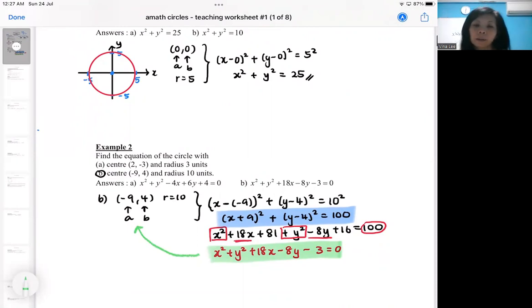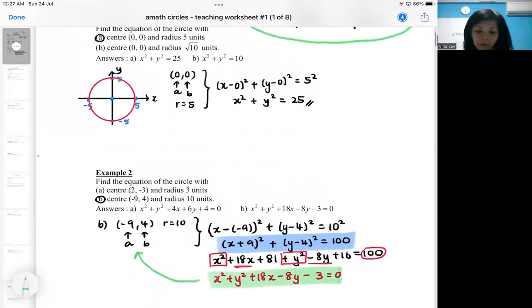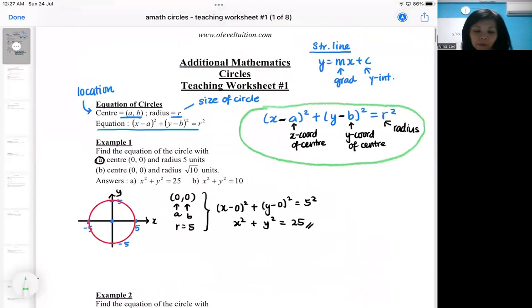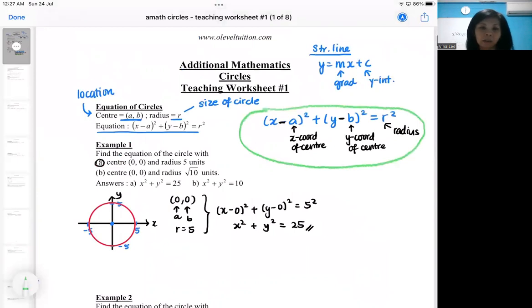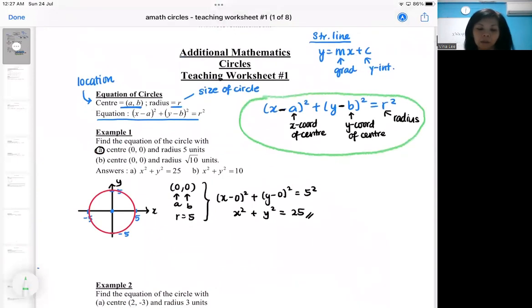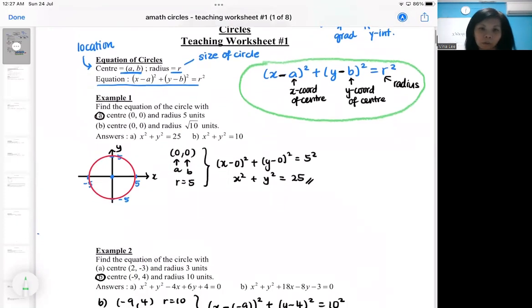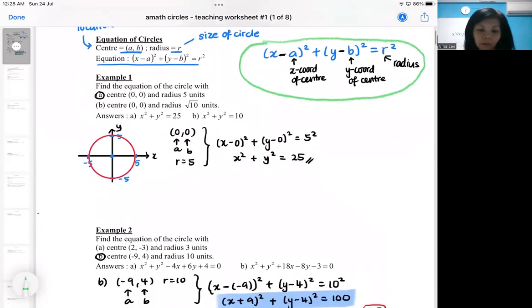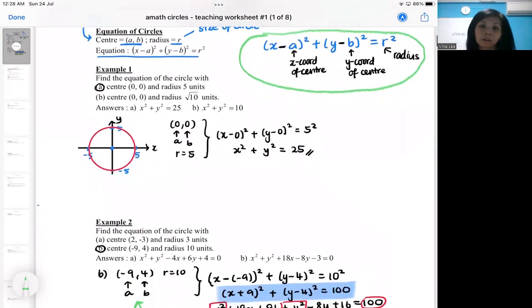If you are given an equation of a circle, no matter what, you must know how to get the center and radius. That will be the foundation thing. So how are you going to get back to that part? Okay, we'll look at the next example. But before that, this is the basic idea: you need the center and you need the radius, so that you can get the equation of a circle successfully.